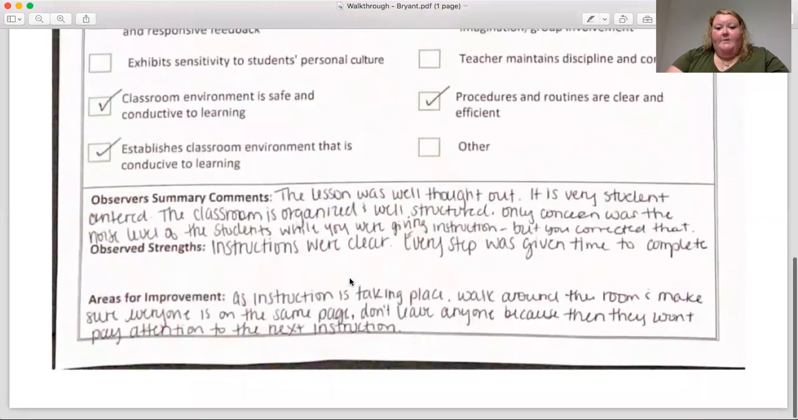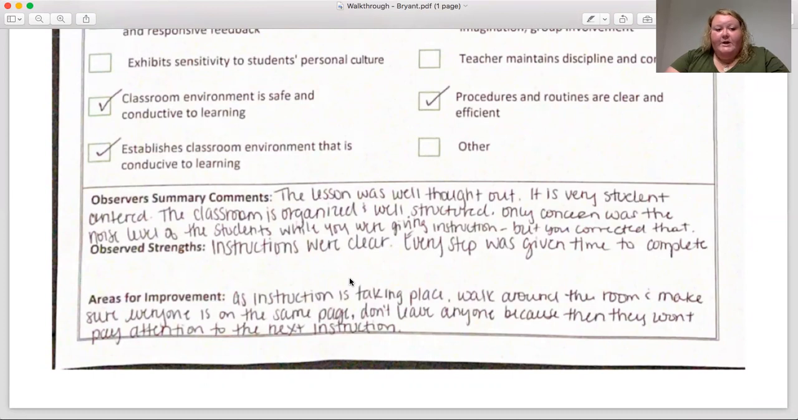Okay. So a couple of things that I did write down. Okay. So again, the lesson was very thought out. It was very student centered, which I love about experiments. It gives the kids the ability to run the class. I know that you were instructing them, but they were actually getting to do the work. The classroom was very organized and well structured.